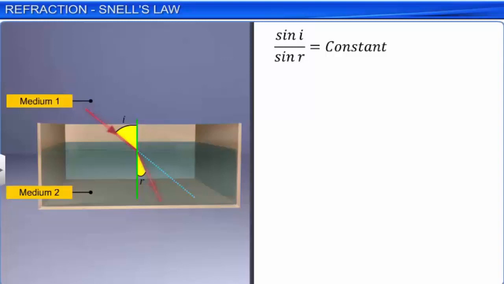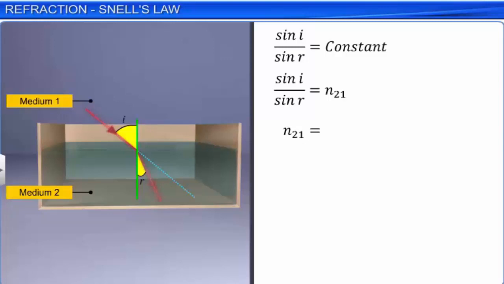n21 is a characteristic of the pair of media for a given wavelength of light and is equal to the ratio of the speed of light in medium 1, v1, to the speed of light in medium 2, v2. Let this be equation 2.